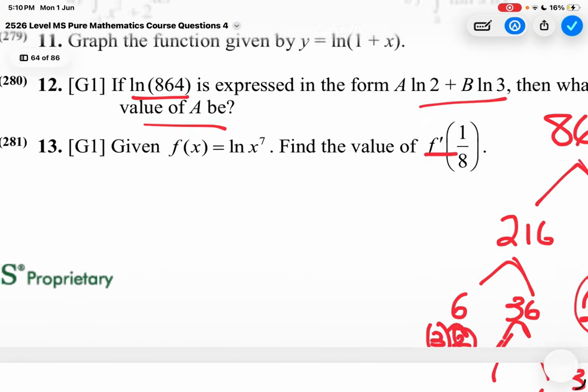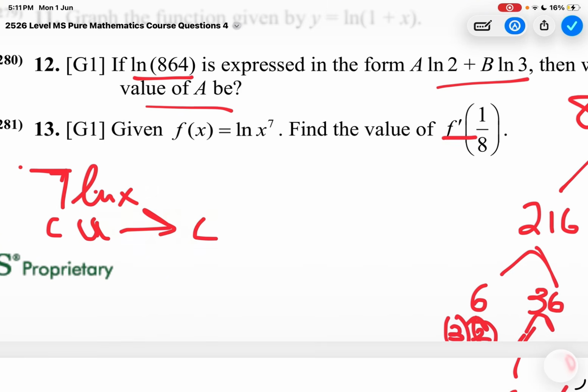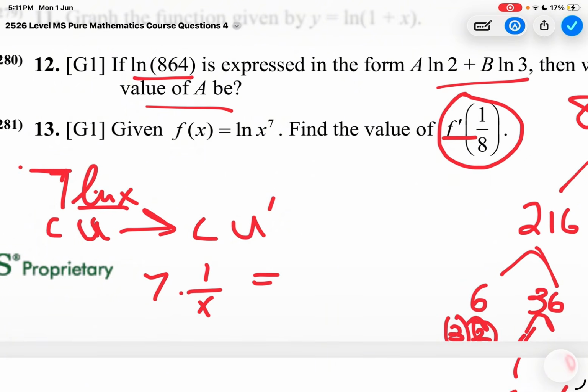For question number 13, I just did it in the AMS. It's 7 ln x, which is c u, so c u prime. So 7 stays, and the derivative of ln x is 1 over x. They want x as 1 over 8, so now it will be 7 times 1 over 1 over 8. Put it in the calculator, you get 56.